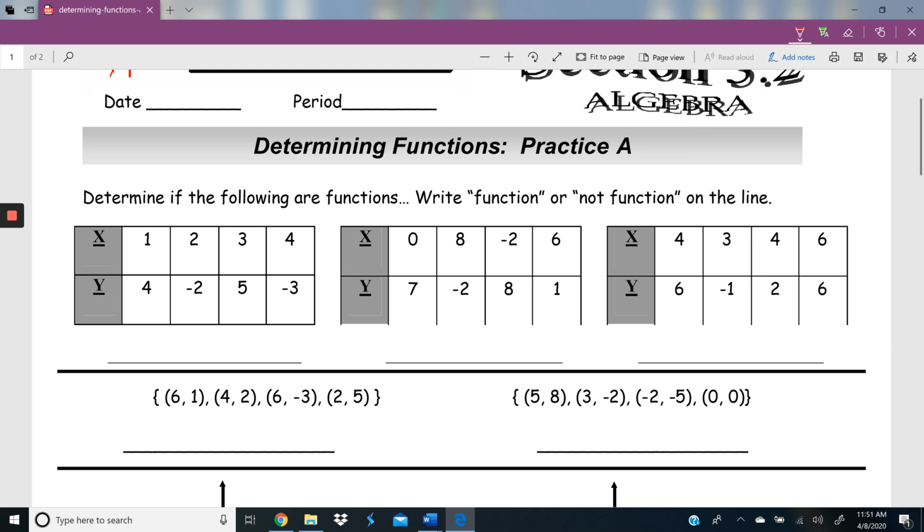Okay, first, determining if something is a function, you only look at the x values. That's why I'm circling the x values, the x numbers, okay? The numbers for the x are 1, 2, 3, 4. You have no number repeating. So you only look at the x values. If you have no number repeating, that's a good thing that it's not repeating. So it is a function. So I'm going to write yes, it's a function.